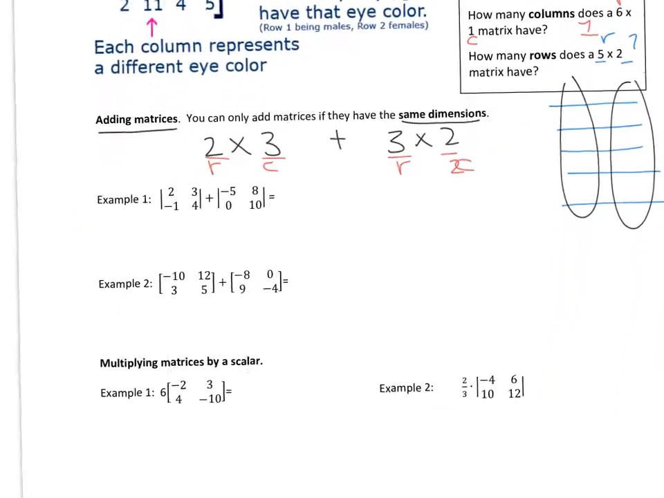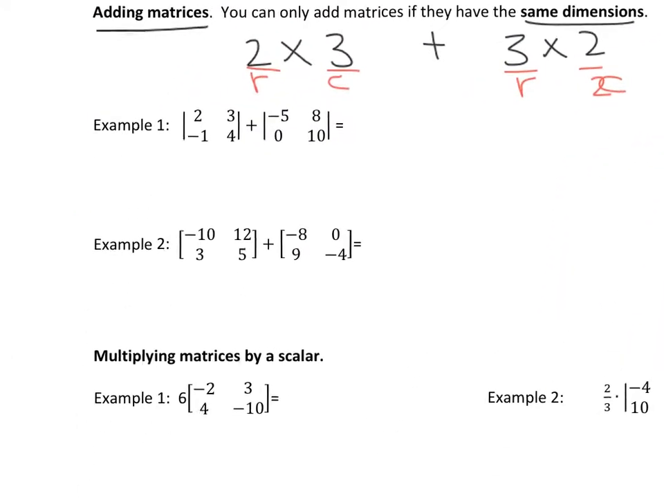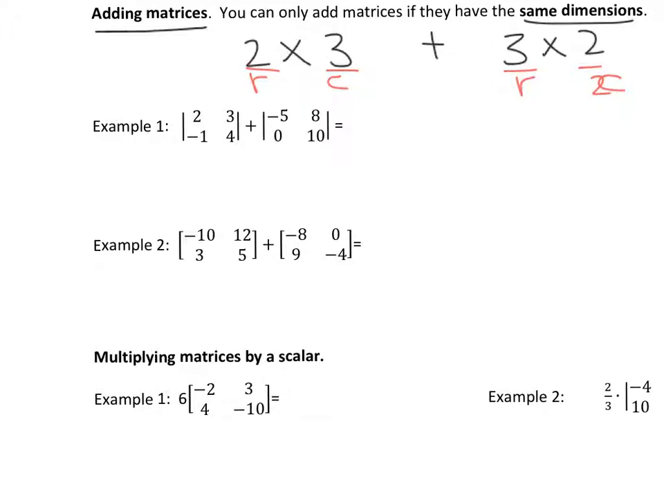So to add matrices, all you have to do is add the corresponding parts. I'm going to use this bracket notation, or this one, it's the same thing, they're still matrices. So 2 and negative 5 is negative 3. 3 and 8 adds up to 11. Negative 1 and 0 adds up to negative 1. And 4 and 10 adds up to 14.